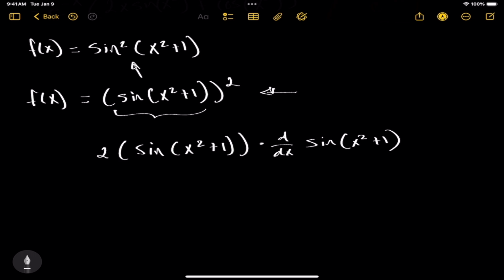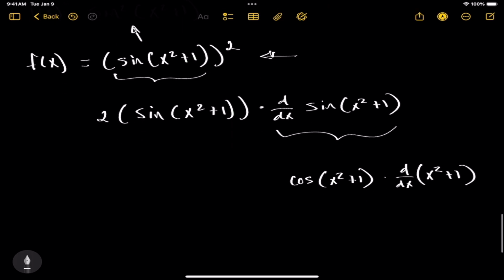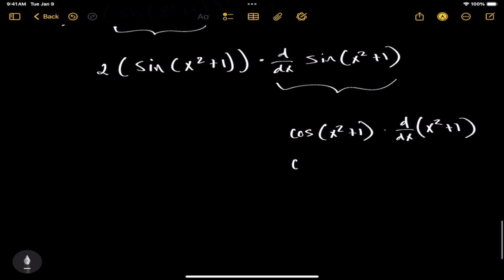All right, so now we have to take the derivative of sine x squared plus 1. So we're doing this now. That was a really horrible underline there. Let's rewrite that. Here we go. All right, so the derivative of that is going to be chain rule again. So that's going to be cosine of what's inside the parentheses, and then the derivative again of what was inside the parentheses, which was x squared plus 1. And that's going to leave us with cosine of x squared plus 1.